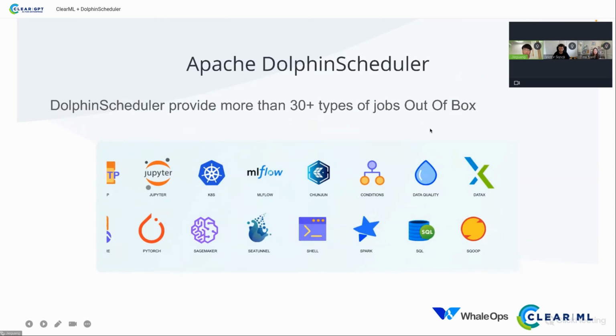DolphinScheduler offers a lot of ready-to-use task plugins. These include big data task plugins like Spark and Flink, machine learning task plugins such as DVC, SageMaker, PyTorch, and Jupyter, and some scheduling logic tags, the sub-workflow, dependent and condition. And of course, it supports basic task tools like shell, Python, HTTP, and so on.